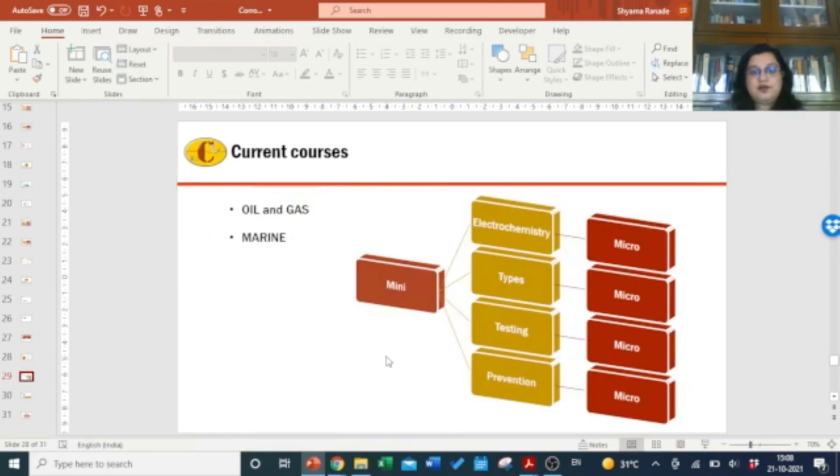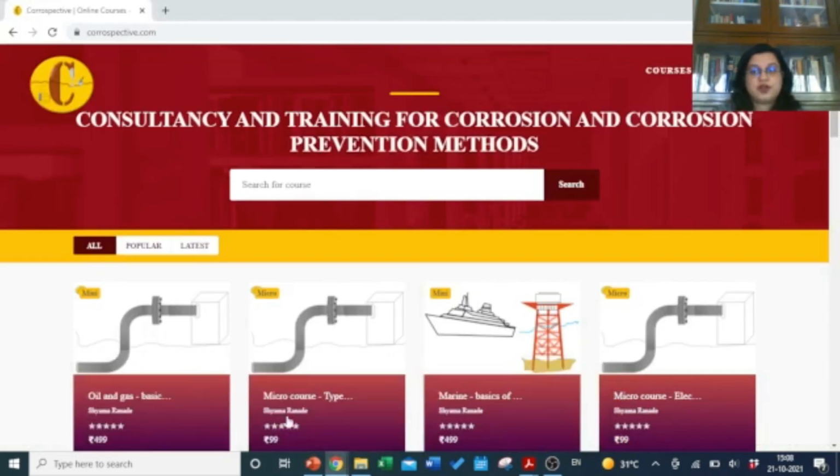At the moment, we have mini courses and micro courses from oil and gas. The mini course will include the 4 topics of electrochemistry, types of corrosion, testing and prevention. And if you do not have the time to do a mini course, each of these are further uploaded as micro courses. There is something a bit different about micro courses that I will talk about when I show the website.